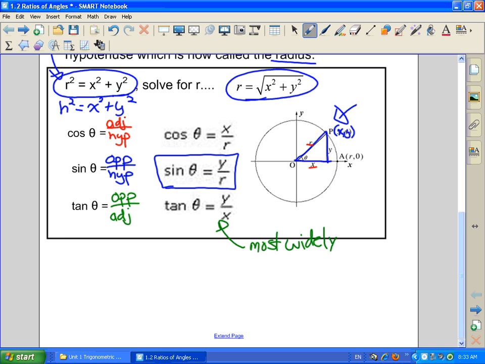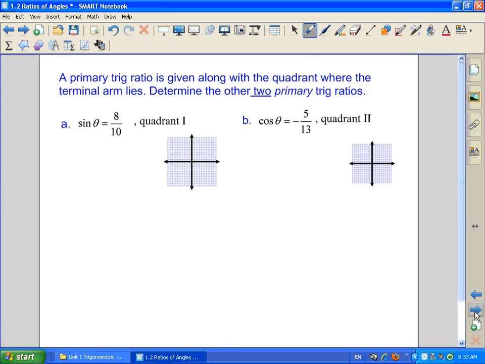All right, let's take a look at some other examples on the next page. Taking a look here, a primary trig ratio can be given along with a quadrant, because remember the quadrant will help us determine if it's positive or negative, or tells us where the terminal arm lies.